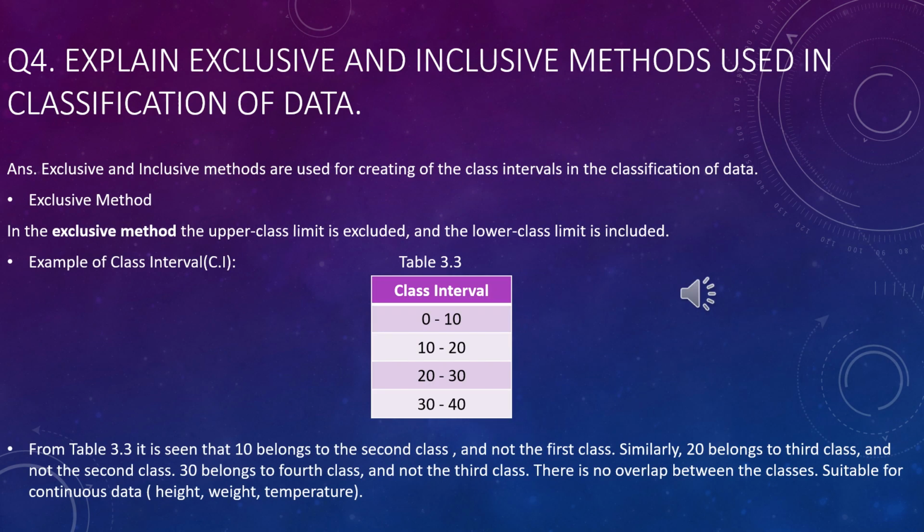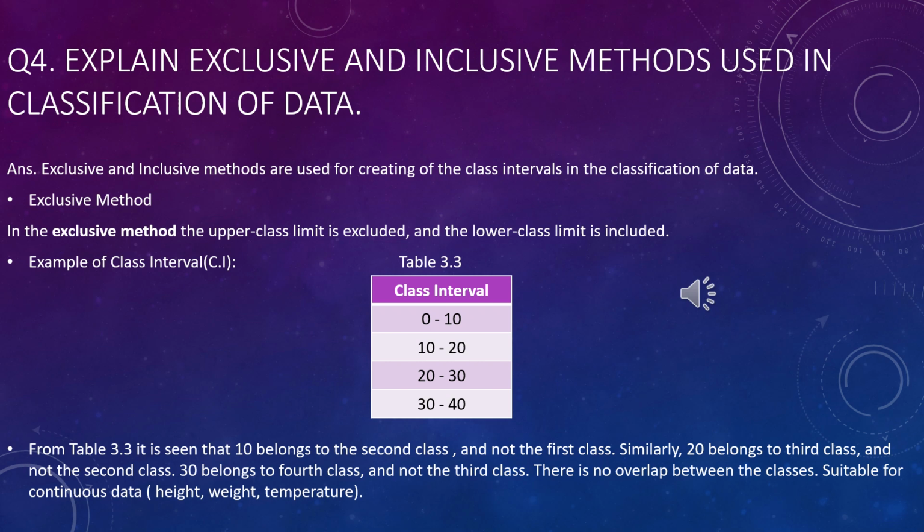Now we come to question number 4, which is explain exclusive and inclusive methods used in classifications of data. So for this, the answer will be exclusive and inclusive methods are used for creating the class intervals in the classifications of data. So what is the exclusive method now? In the exclusive method, the upper class limit is excluded. So we don't take the upper class limit, and the lower class limit is included.